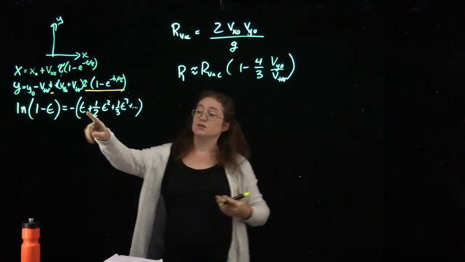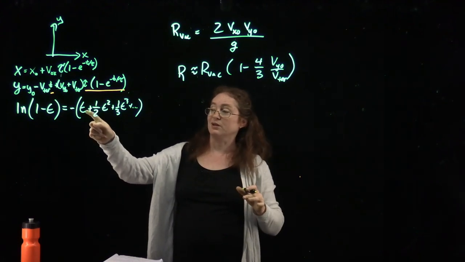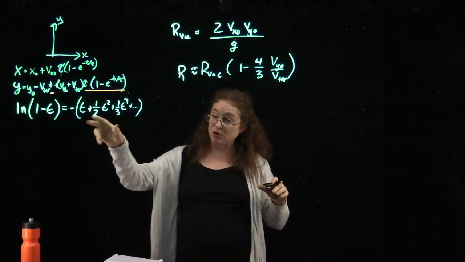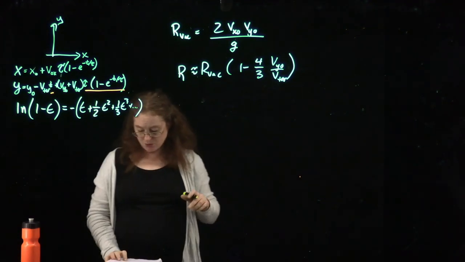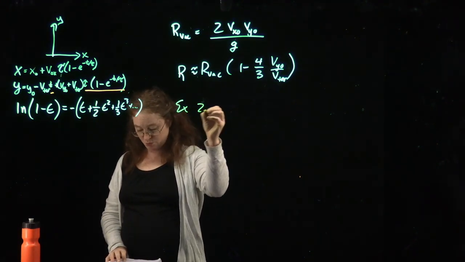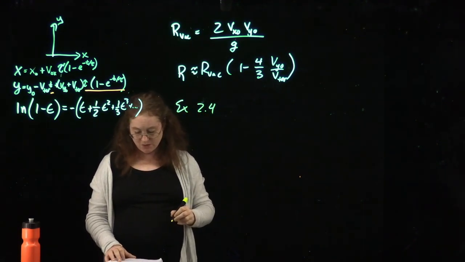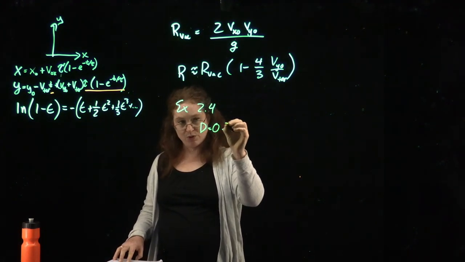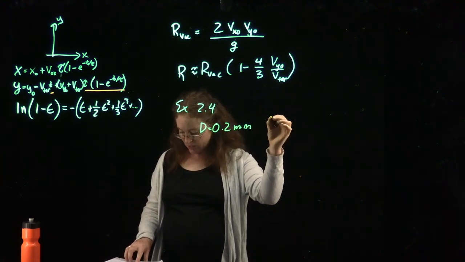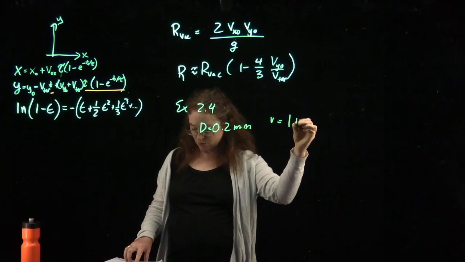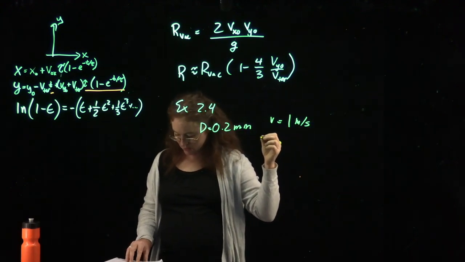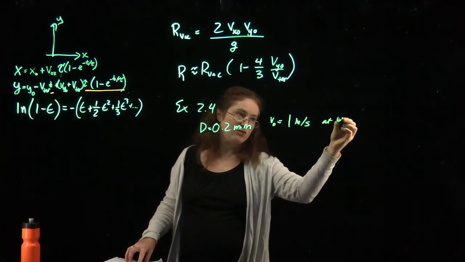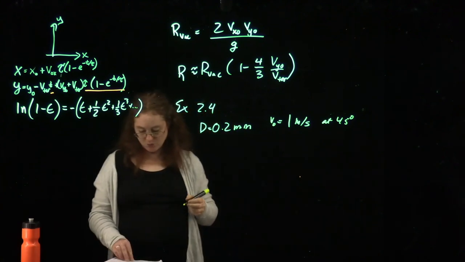What a physicist does, the book took the first 2 terms. You might need the first 3 terms. Okay, so example 2.4, the range of objects. We will take the diameter to be 0.2 millimeters, and the initial velocity is 1 meter per second, and the angle is 45 degrees, so it's equally in the x and y direction.